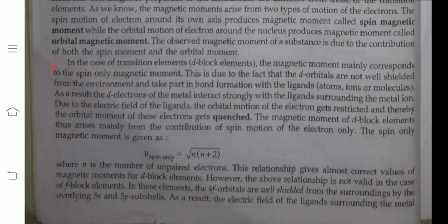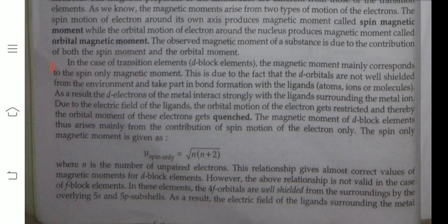This is due to the fact that the d orbitals are not well shielded from the environment and take part in bond formation with the ligands. As a result, the d electrons of the metal interact strongly with the ligands surrounding the metal ion. Due to the electric field of the ligands, the orbital motion of the electron gets restricted and thereby the orbital moment of these electrons gets quenched. The magnetic moment of d block elements thus arises mainly from the contribution of spin motion of electrons only.